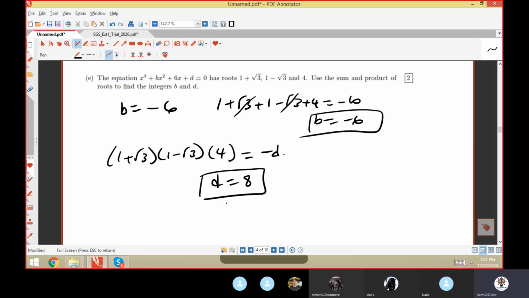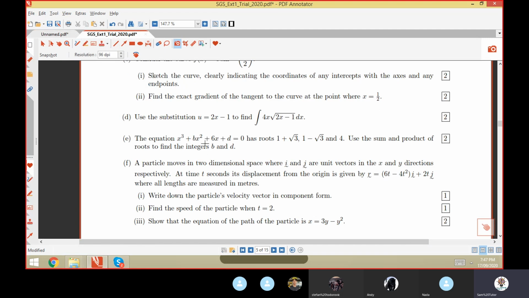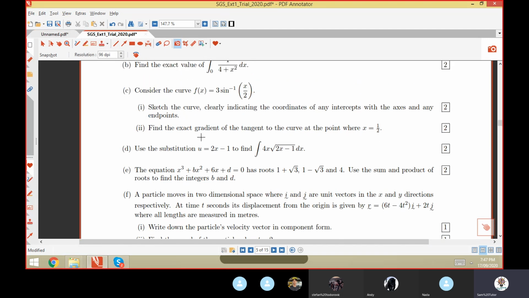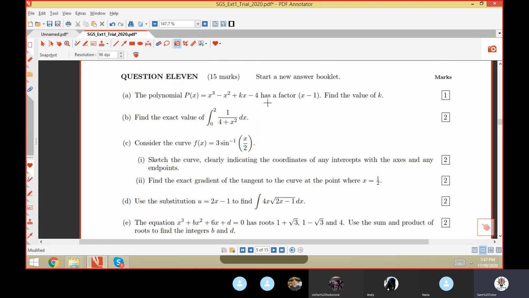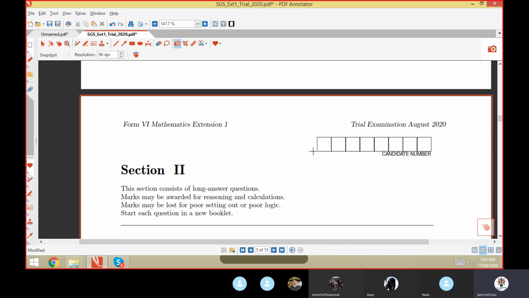Wow. Wow. Too many mistakes for me. Non-exact gradient, polynomial has a factor. That's easy.